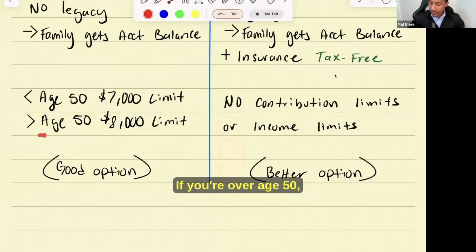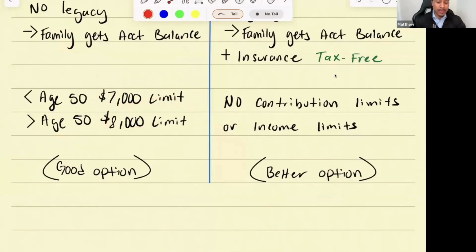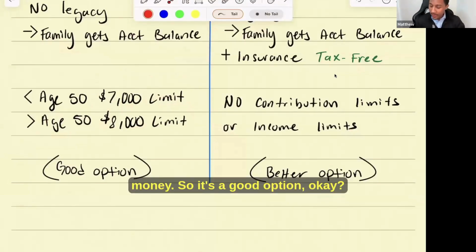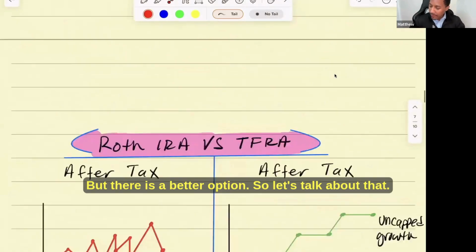If you're over age 50, 8 grand per year, okay? Not even a month. That's not a lot of money. So it's a good option, okay? But there's a better option. So let's talk about that.